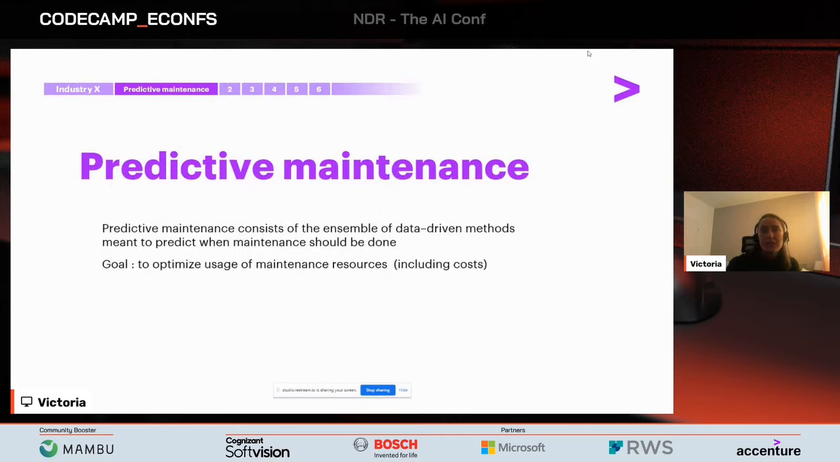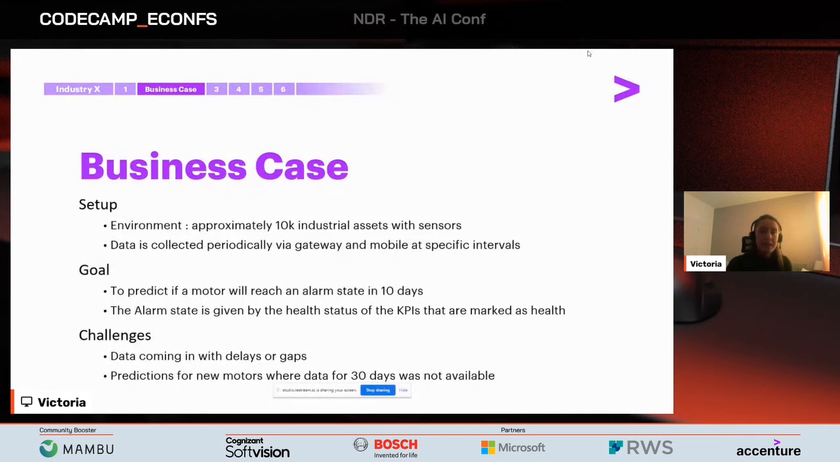So first of all, predictive maintenance is very widely used in the industry. It aims to identify problems in factories in order to intervene and fix them before they cause failures or delays in production. A similar business case is the one I'm going to present today.